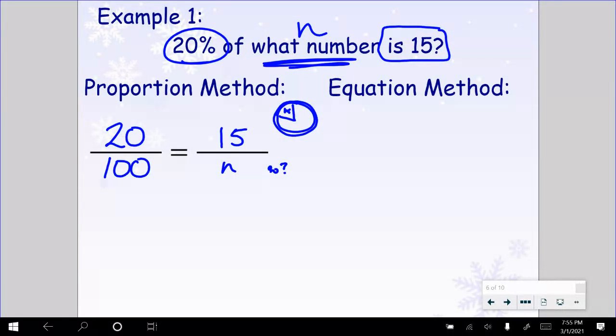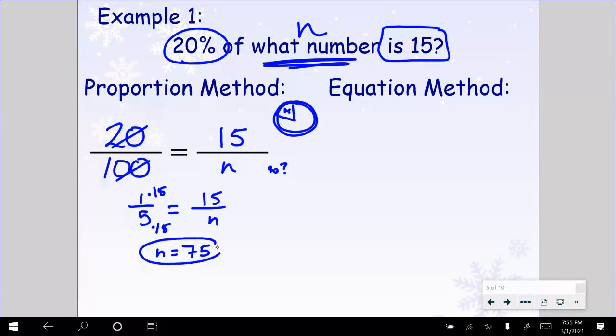But at this point, we can go ahead and either use our cross products or go straight into, you know what? I'm not going to use cross products here because check this out. We can reduce 20 hundredths. And now we can say, oh, got this. 1 times 15 is 15. So let's be fair, 5 times 15, and just like that, n is 75.